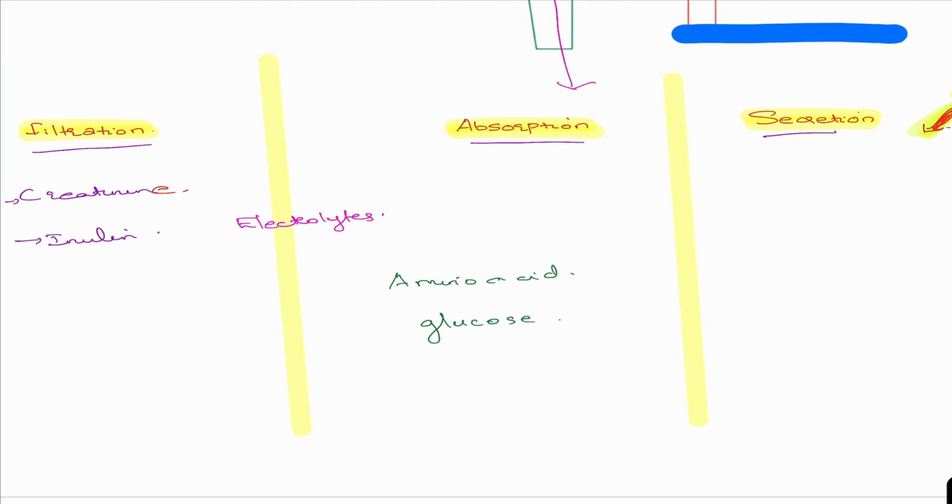Okay, so creatinine and inulin are completely filtered, electrolytes are in between, that's why I've put them in between, and amino acids and glucose are completely reabsorbed once they are filtered.